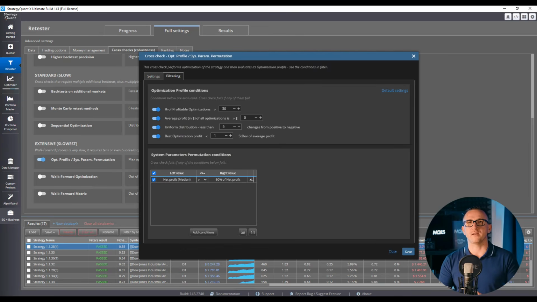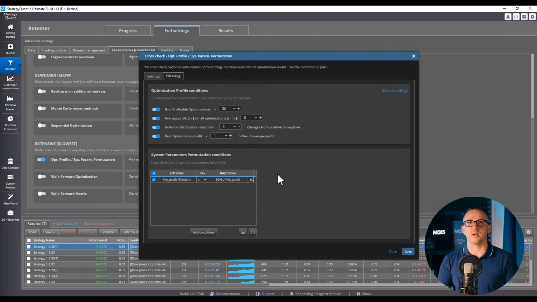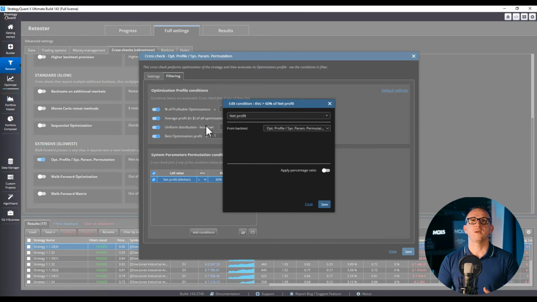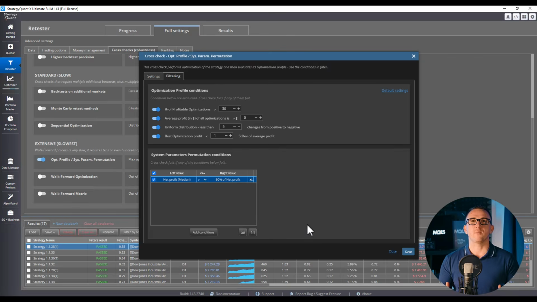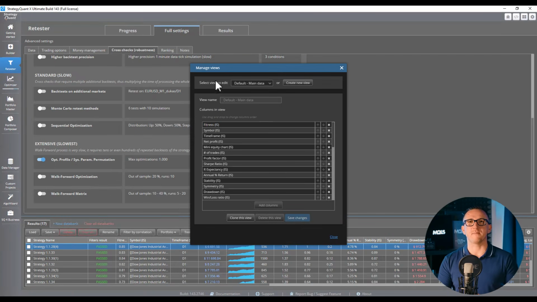You can use these median values directly in your filtering process. When configuring columns or filters, you simply select Optimization Profile and System Parameter Permutation as the source. Now you are filtering strategies based on median performance instead of peak performance. You can also display median values in a databank, so you see realistic numbers when comparing strategies. This changes how you think. You stop being impressed by beautiful curves. You start respecting statistical consistency, and that is how professional traders think.